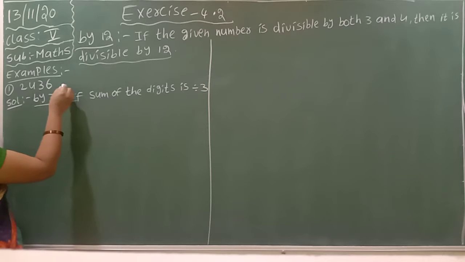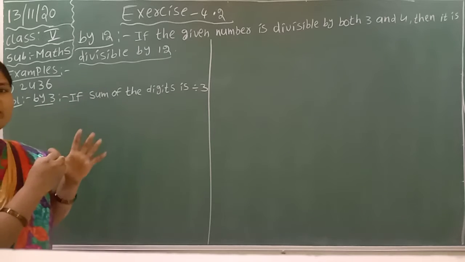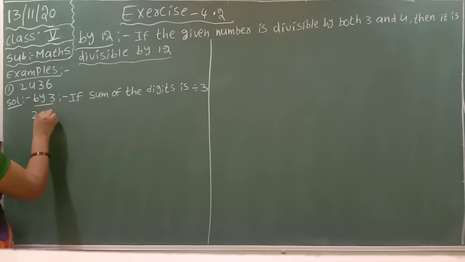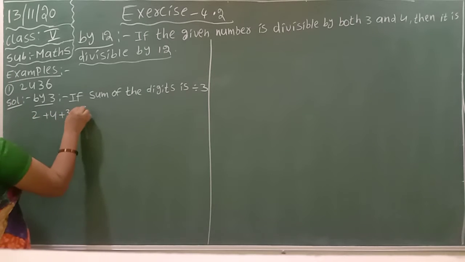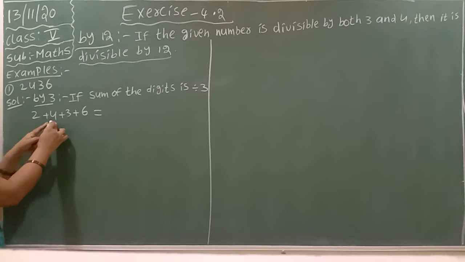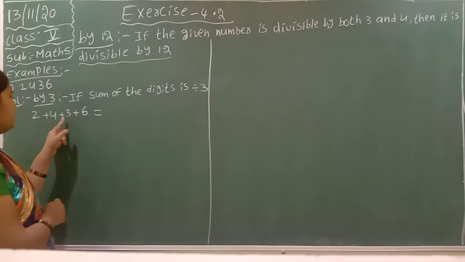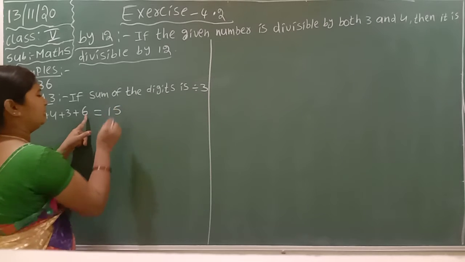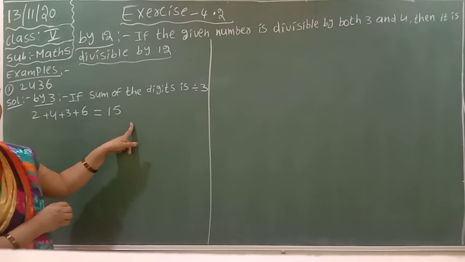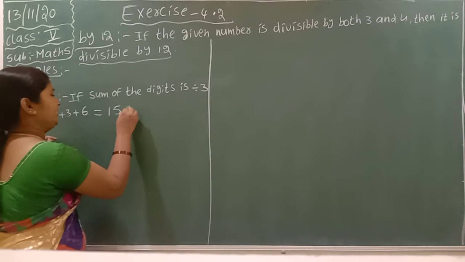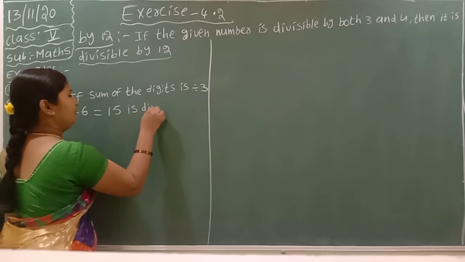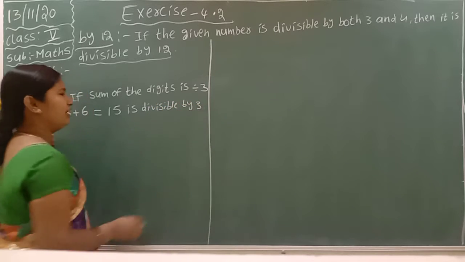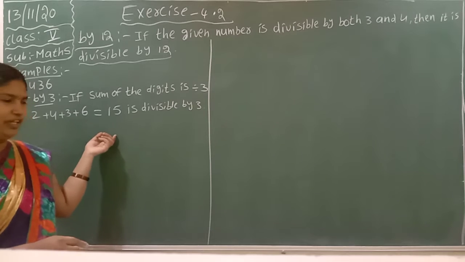Now check the sum of the digits, means the total of the digits. 2 plus 4 plus 3 plus 6. 2 plus 4 is 6. 6 plus 3 is 9. 9 plus 6 is 15. So 15 is divisible by 3. Why? Because 3 times 5 is 15.